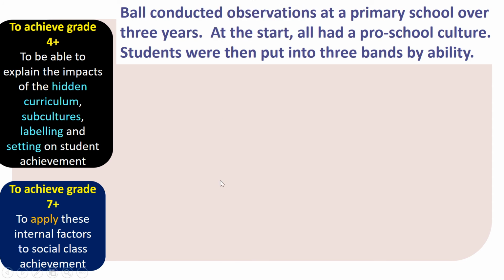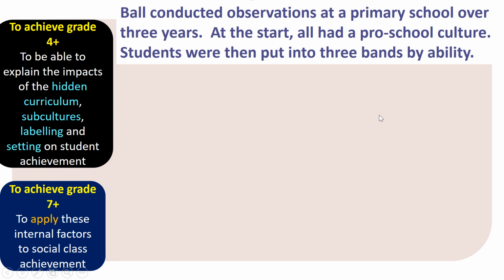So we're going to look at Ball. He conducted observations in a primary school. He was there over 3 years. And at the start, he noticed that all students had a pro-school subculture. They all believed in the school's norms and values. All thought it was a good thing to work hard, do well, and get high grades.